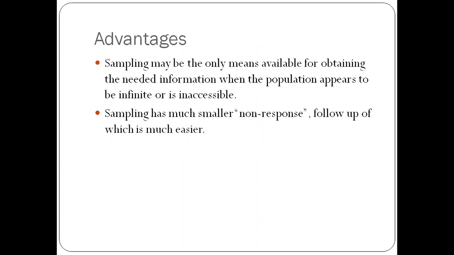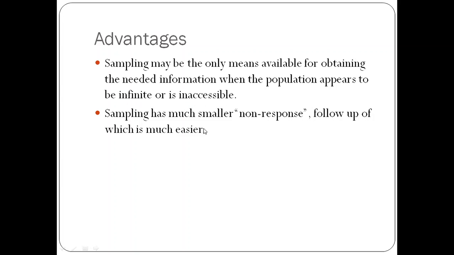Then sampling may be the only means available for obtaining the needed information when the population appears to be infinite or inaccessible. When you cannot access the whole population, or the population is infinite, and you need to get some information for that specific thing. For example, in mountainous areas there are trees. In this forest area, it is impossible to record the width or height of each and every tree there. So some of the trees or some of the area is selected as a sample, and then information is collected from that sample.